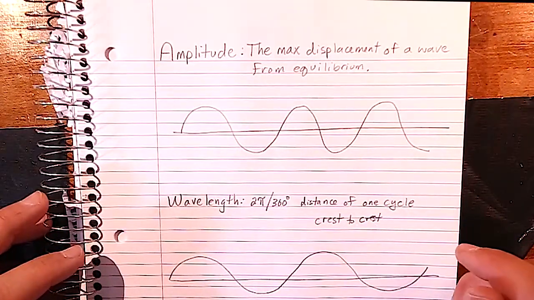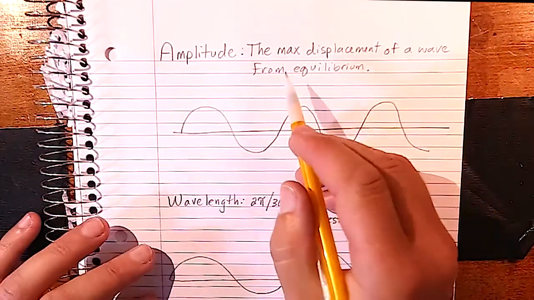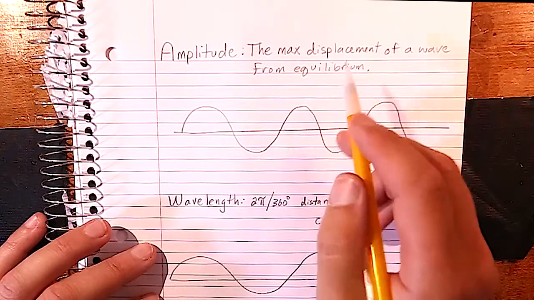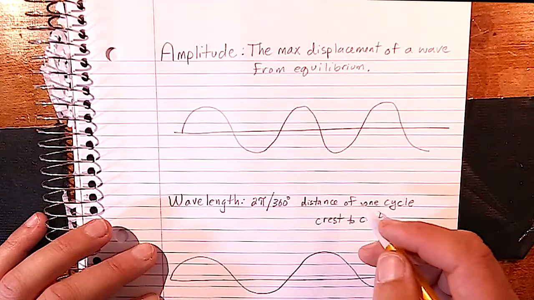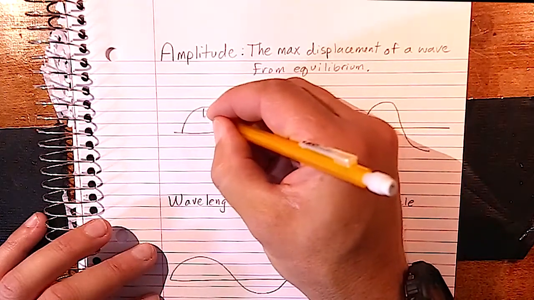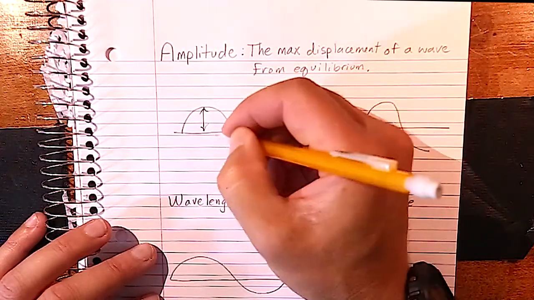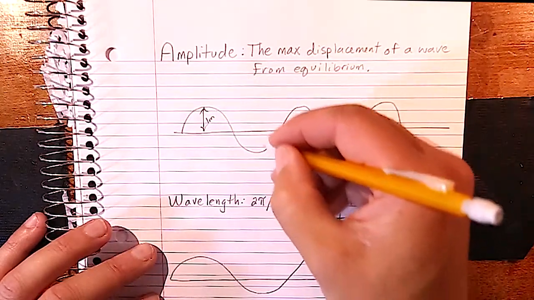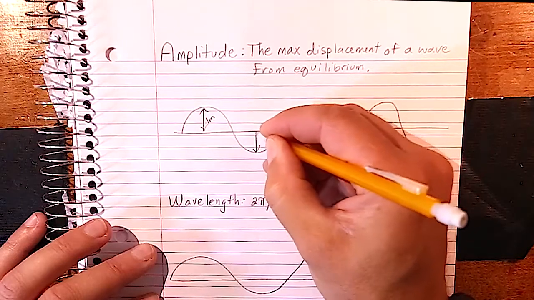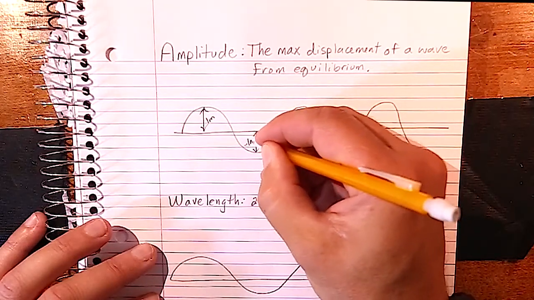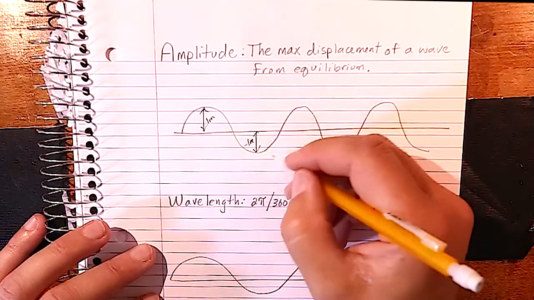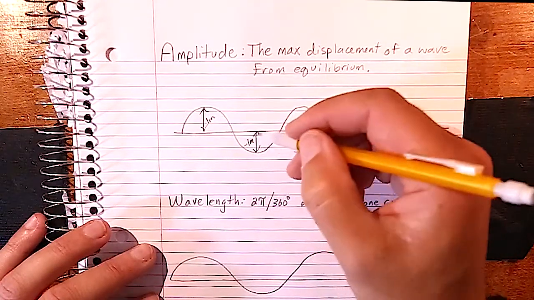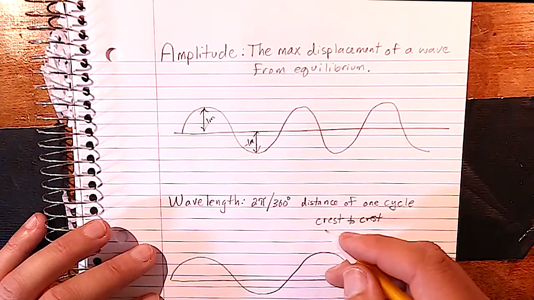Amplitude is another wave characteristic, and it's defined as the maximum displacement of a wave from equilibrium. And it's the absolute value, meaning that if we measure the distance up, and let's say that's 1 meter, and this is down 1 meter, we would say this is -1, but that doesn't mean the amplitude is any less. So these two amplitudes are equal. We take the absolute value.